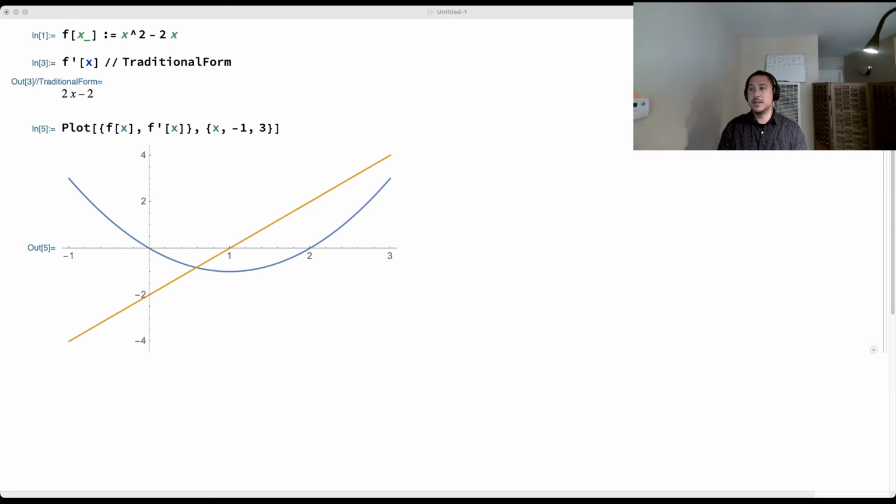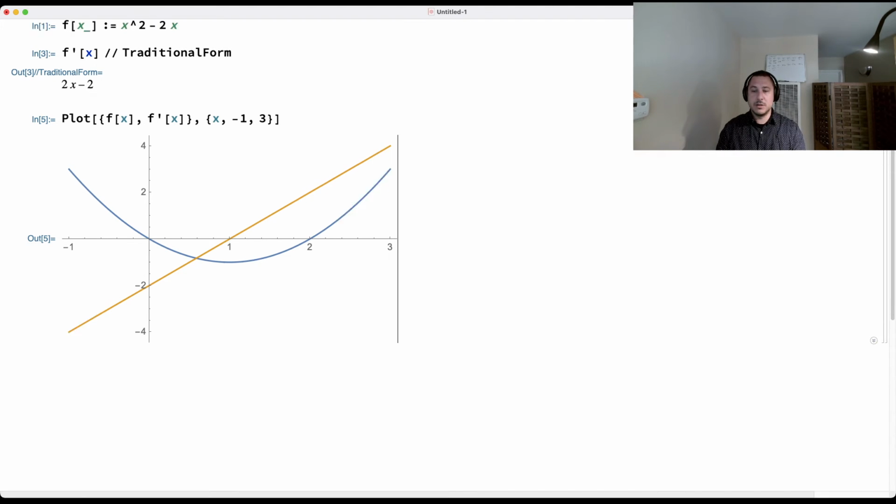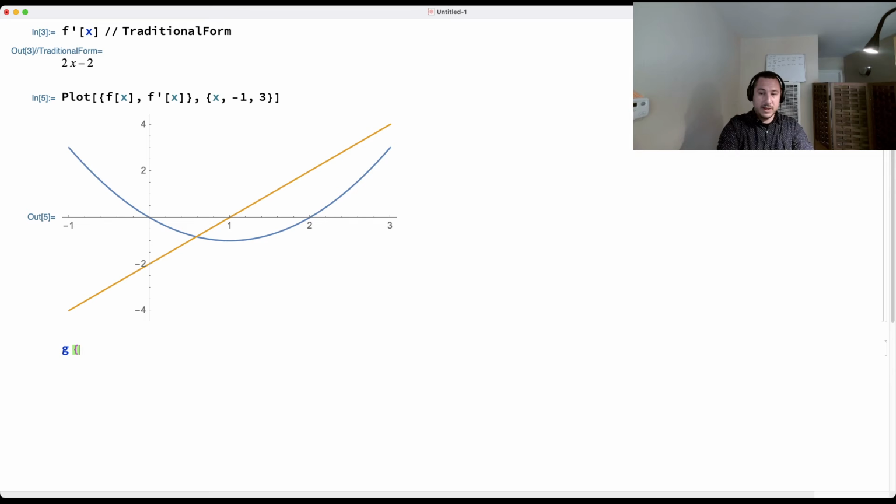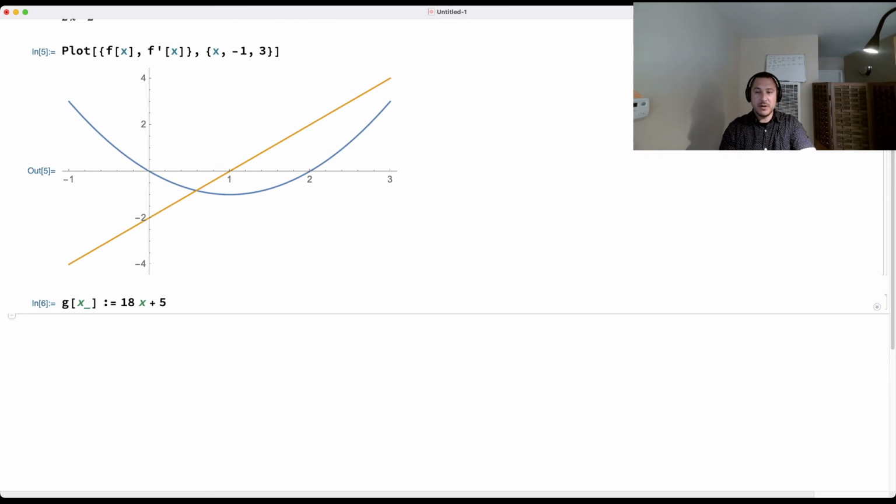And I'll do another example. Here, someone throw out a function. This will be our new g of x. Like some sort of polynomial. Give us a function. 18x plus 5. Cool. Okay, let's graph that.